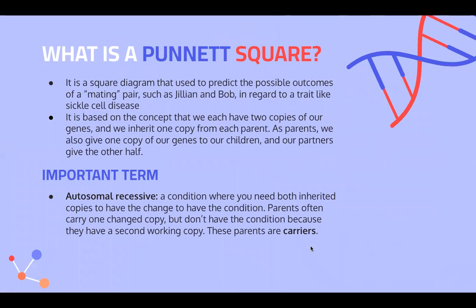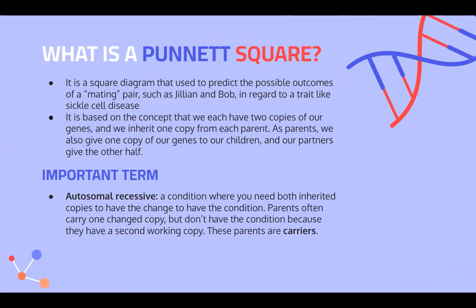Basically, it's a square diagram that's used to predict the possible outcomes of a quote-unquote mating pair, such as Jillian and Bob, in regard to a trait like sickle cell disease. A Punnett square is based on the concept that we each have two copies of our genes and we inherit one copy from each parent. As parents, we also give one copy of our genes to our children and our partners give the other half.